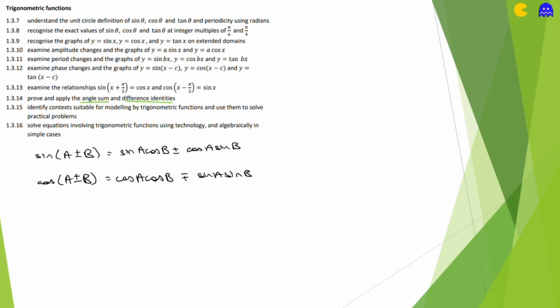What these formulas mean is that the plus corresponds to the plus, the minus corresponds to the minus. So if I have a sine of one angle plus another angle, that's going to be equal to sine of the first angle times cos of the second angle plus cos of the first angle times sine of the second angle. In this case, the plus corresponds to the minus, and the minus corresponds to the plus.